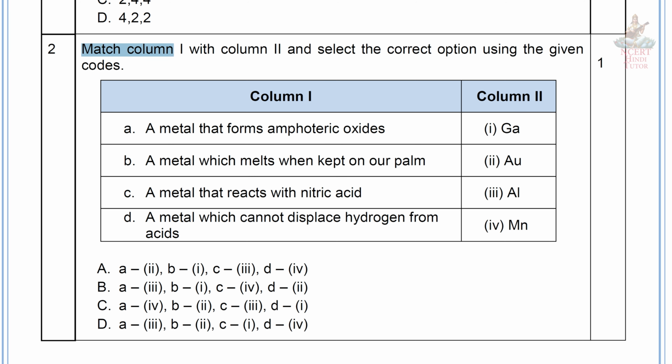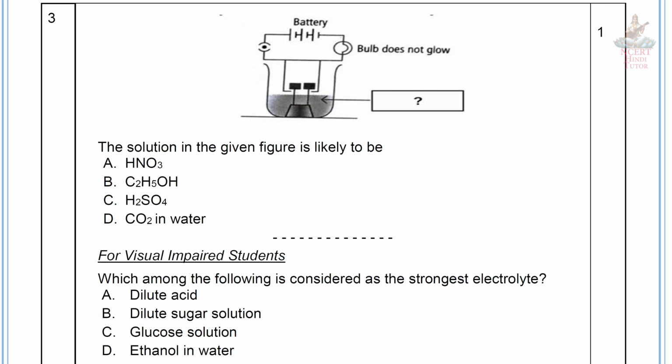Second, match column 1 and column 2 and select the correct option using the given codes. So friends, the answer is B. Let's match column 1 with column 2. A, a metal that forms amphoteric oxides: third, aluminium. B, a metal which melts when kept on our palm: first, gallium. C, a metal that reacts with nitric acid: fourth, manganese. D, a metal which cannot displace hydrogen from acids: second, gold.